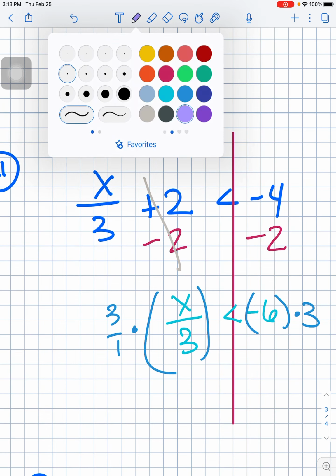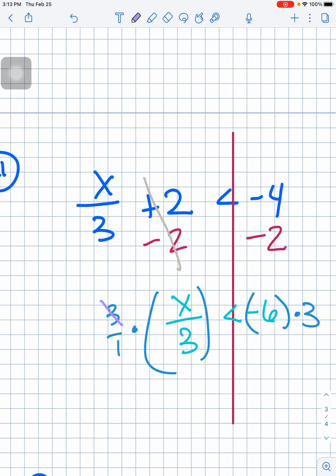And when I do that multiplication, these 3's are going to cross-cancel and become 1, which leaves me with 1x equals negative 6 times 3, which is negative 18. And I don't know if you noticed the mistake that I made there, but I said that it equals negative 18, but it's not an equation, it's an inequality, right? It's a less than sign.